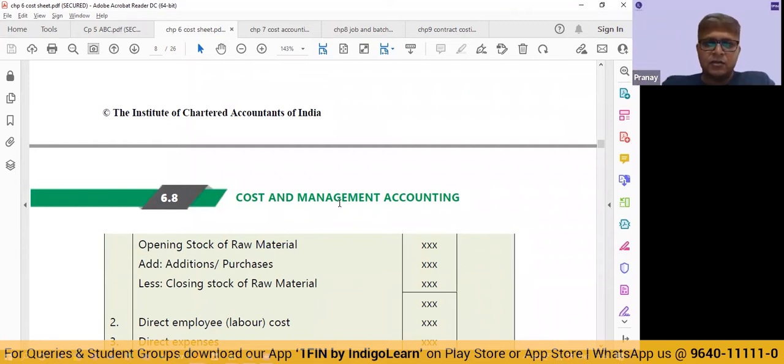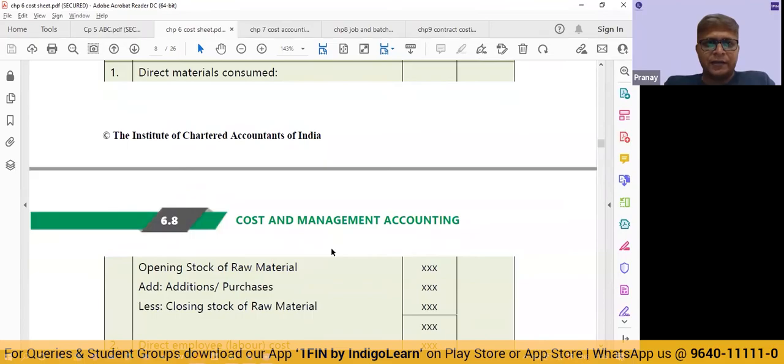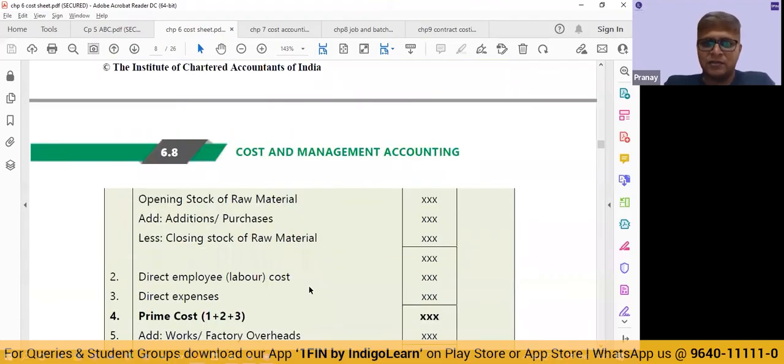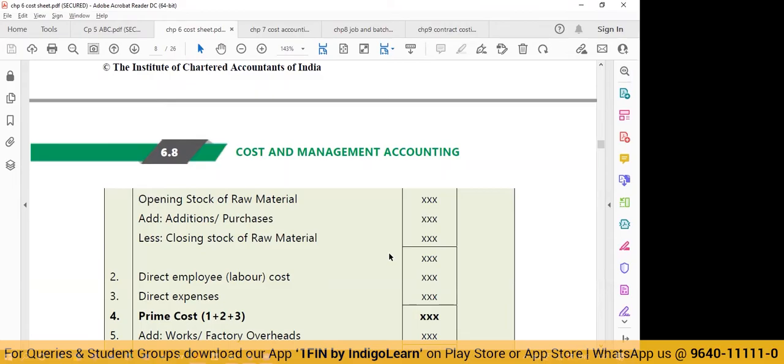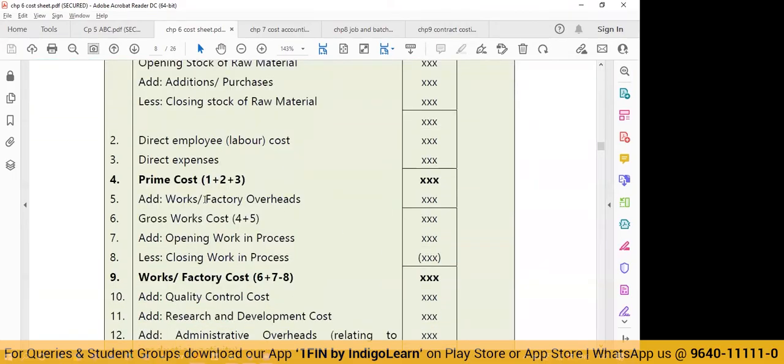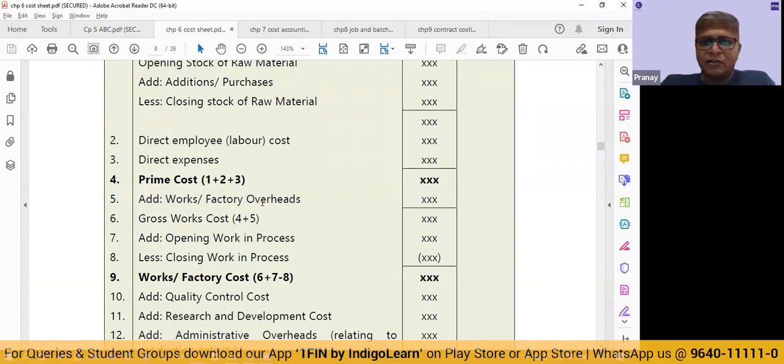Correct. So when we talk about raw material, the raw material opening and closing gets adjusted at the direct material consumed level. We add the opening stock and deduct the closing stock. So only whatever is getting consumed, that cost is going into our cost sheet. Then we add your factory overheads. These are in relation to the production, and not in relation to the administration of the factory.